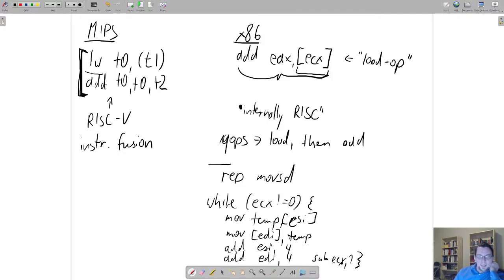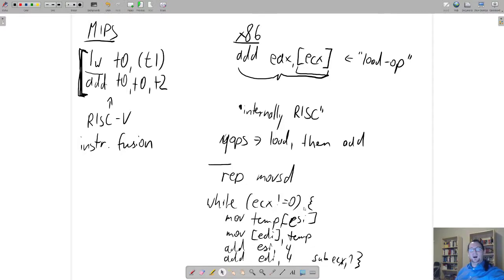That's semantically what this instruction does. While ECX is non-zero, it keeps loading a word pointed to by ESI, writes that load to whatever's pointed to by EDI, increments both pointers by 4, subtracts 1 from the count, and then repeats.